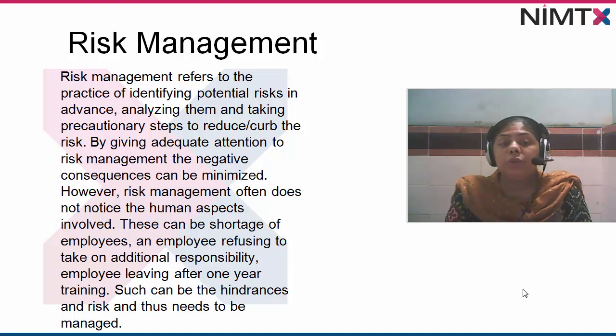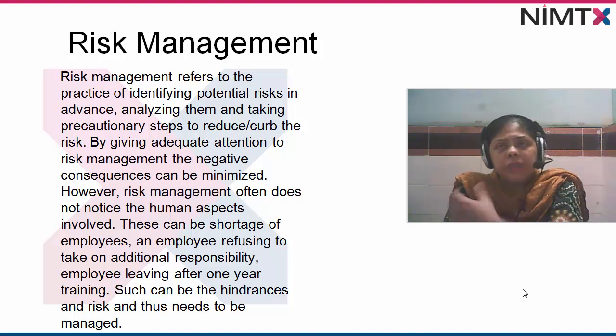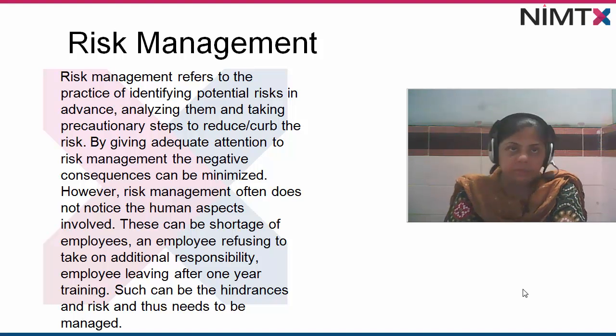However, it often does not notice the human aspects involved. So, it may see the market share, the organizations have lots of reports to see. They may analyze the data, and they may anticipate what the risk might be from different competitors, different changes in preferences, any of that stuff. But they do not pay attention to the human aspects of risk. These can be shortage of employees, an employee refusing to take on additional responsibility, an employee leaving after one year of training.